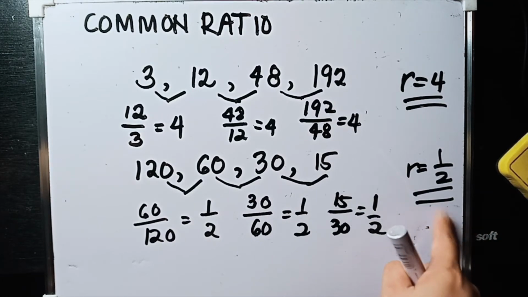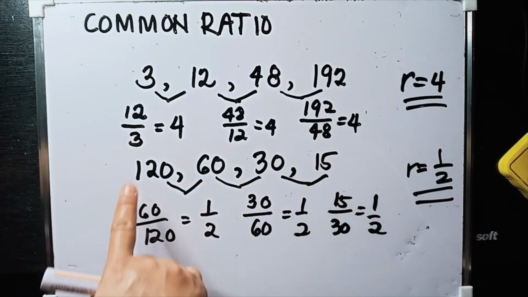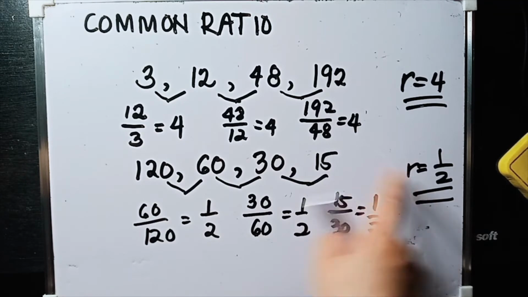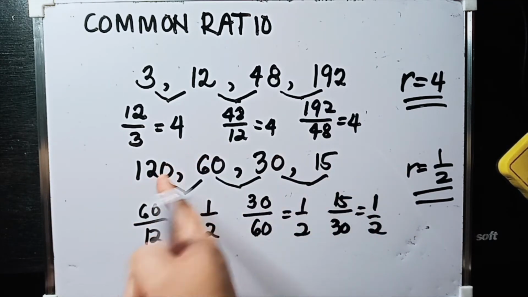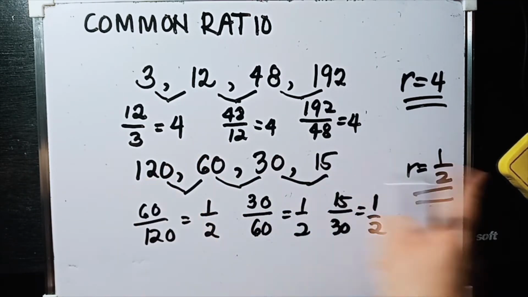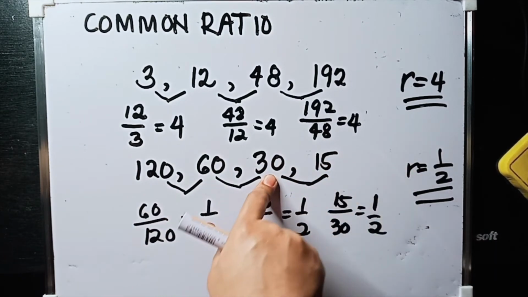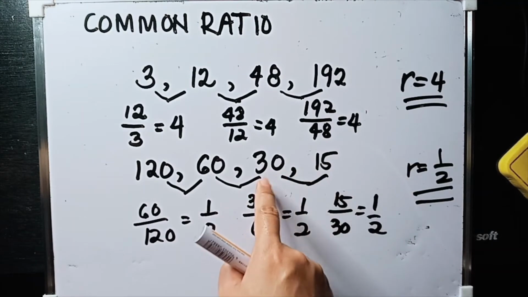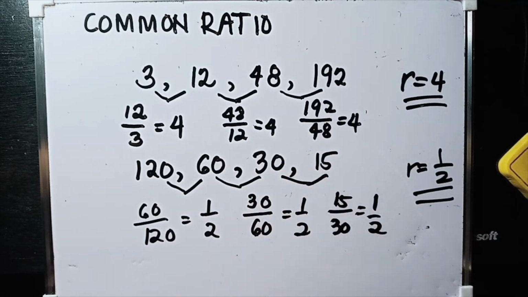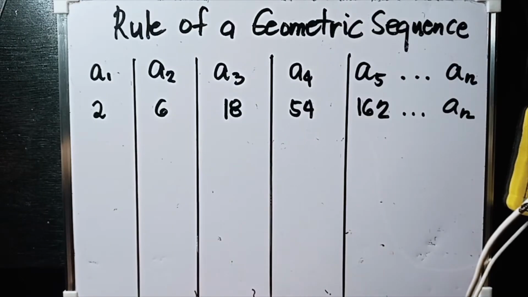So, we can check. If you are going to multiply 120 by 1/2, it means you're getting the half of 120. So, the half of 120 is 60. The half of 60 is 30. And the half of 30 is 15. So, there we go. Let us try to illustrate the rule of a geometric sequence.